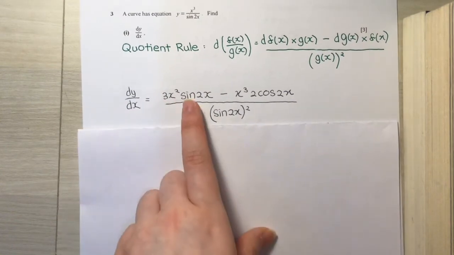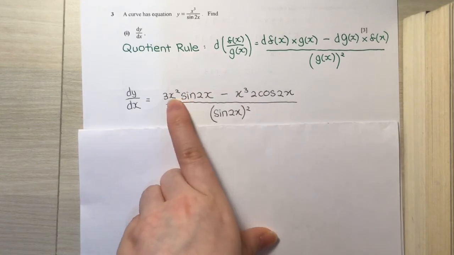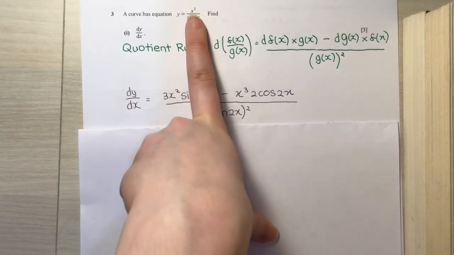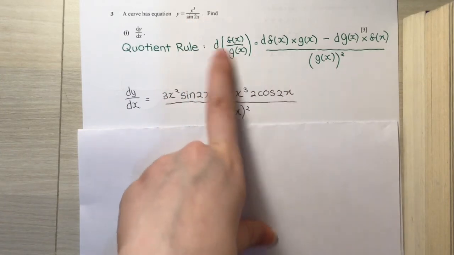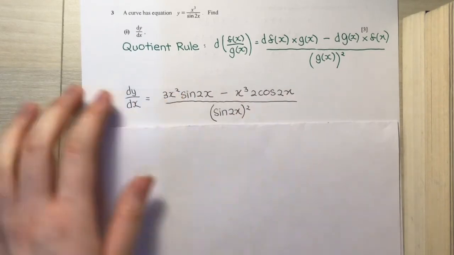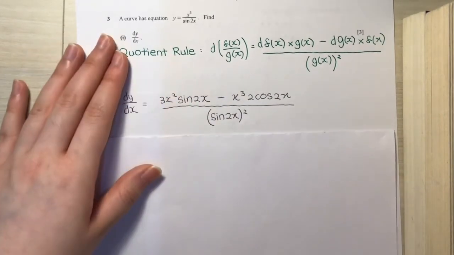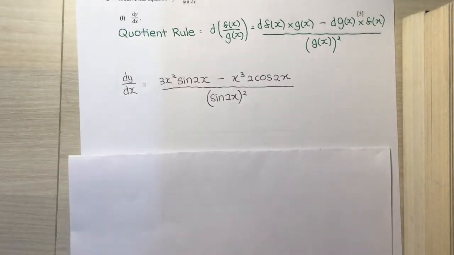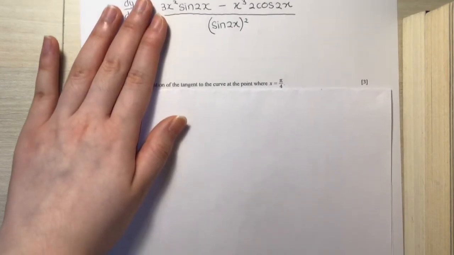This is a 3 marks question, but this is all you have to write down to get all your 3 marks, because the examiner wants you to see how you differentiate your x cubed, how you differentiate your sine 2x, and then your use of the quotient rule as you approach this question to find the correct dy/dx. This is all you have to do to get your 3 marks. And after that, you will come to the second part of the question.